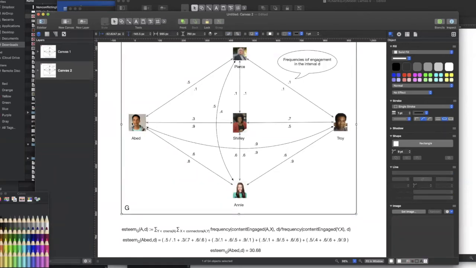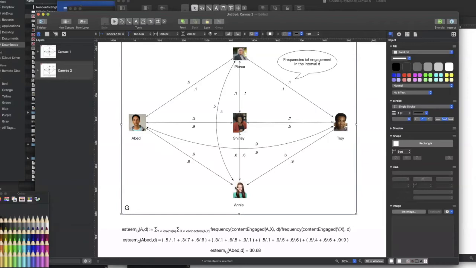Annie is connected to Pierce. So if you're using Annie, then you're comparing between Annie and Abed. How often does Pierce listen to Abed versus Pierce listen to Annie? How often does Shirley listen to Abed versus how often does Shirley listen to Annie? And how often does Troy listen to Abed versus Troy listening to Annie?